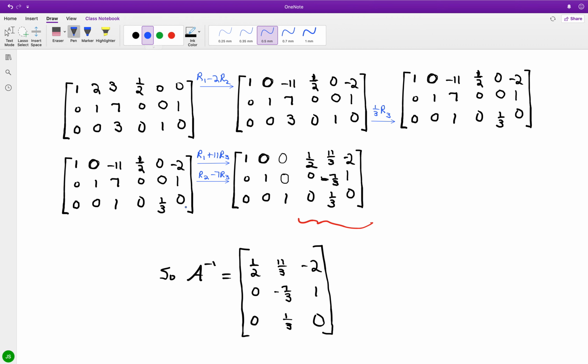And if you notice, just after the adjustment, what we have on the left-hand side is our identity matrix. And what we have on the right-hand side will be the inverse of A, which comes out to where the top row consists of 1/2, 11/3, and negative 2. The middle row we have 0, negative 7/3, and 1. And for the bottom row we have 0, 1/3, and 0.